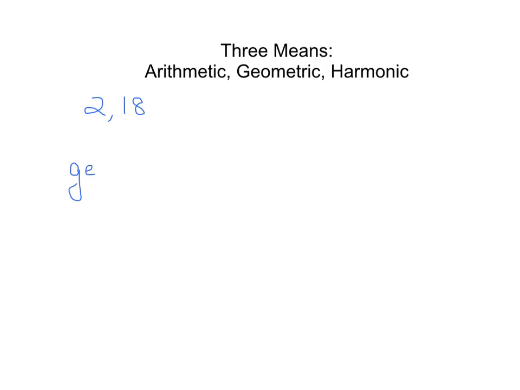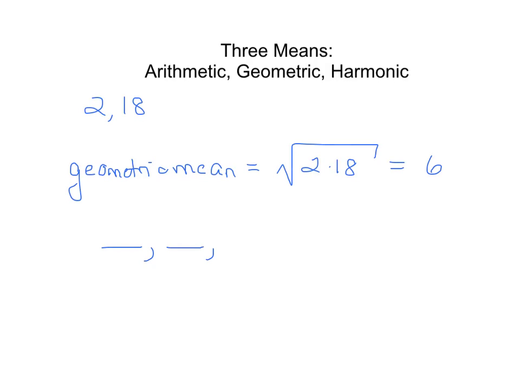The geometric mean requires us to multiply the two numbers together and then take the square root. And in this case, we get 6. And a geometric sequence involves multiplication.